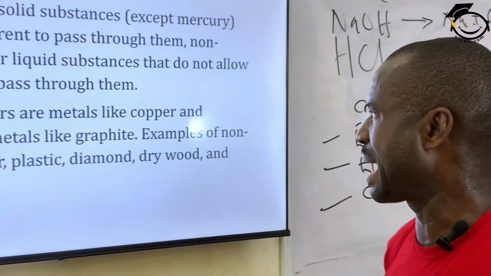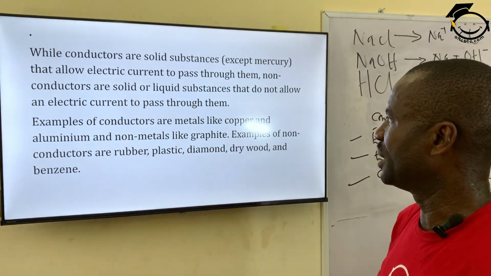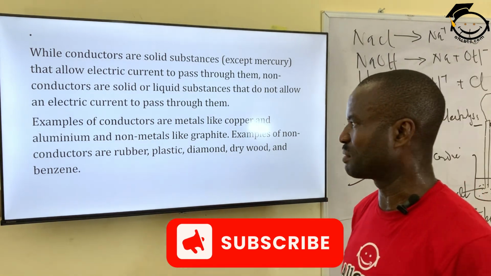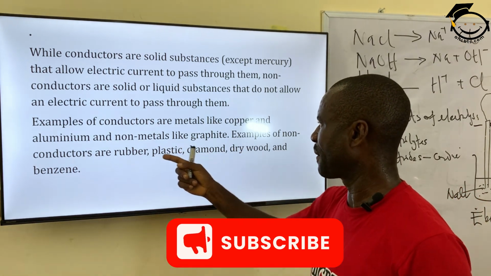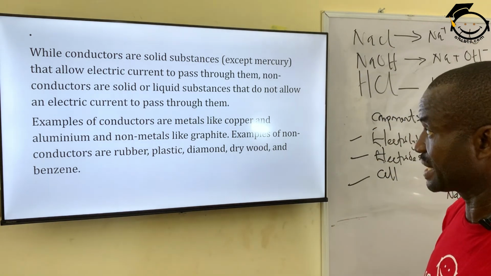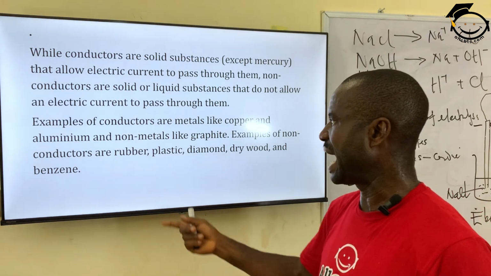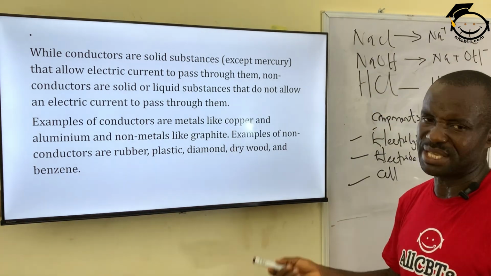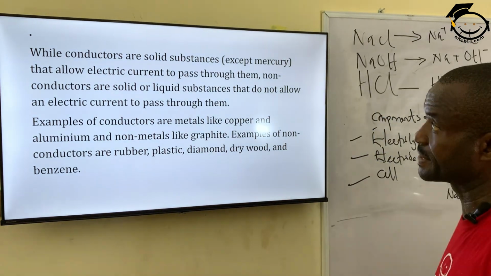Examples of conductors are metals such as copper, aluminum, and non-metals like graphite. Graphite is a semi-metal or a semiconductor. It's not a metal, yet it conducts electricity. Examples of non-metal non-conductors are rubber, plastic, diamond, dry wood, and benzene. These cannot conduct electricity, so they are called non-conductors.